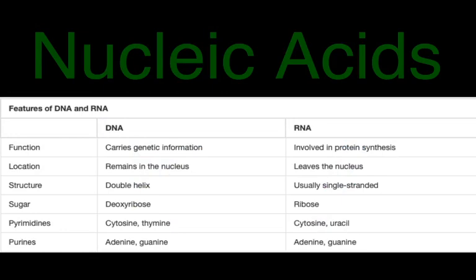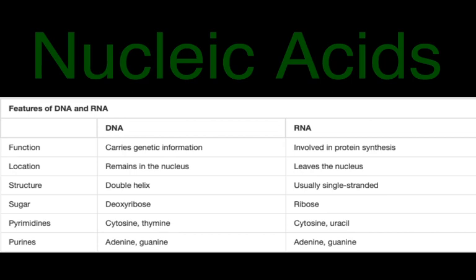This last slide is a review chart comparing DNA and RNA. The overall function of nucleic acids has to do with genetic information. DNA stores the genetic information, while RNA uses it to regulate gene expression and to make proteins.